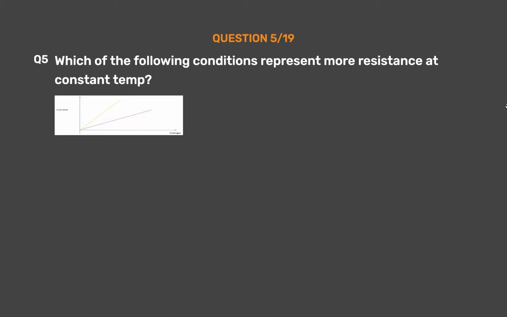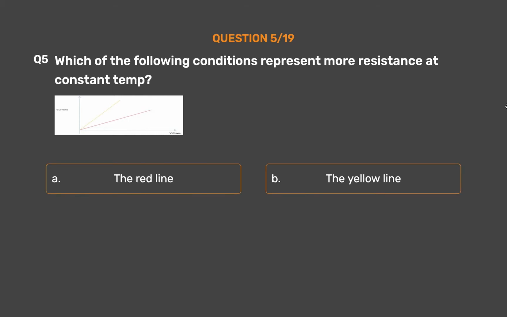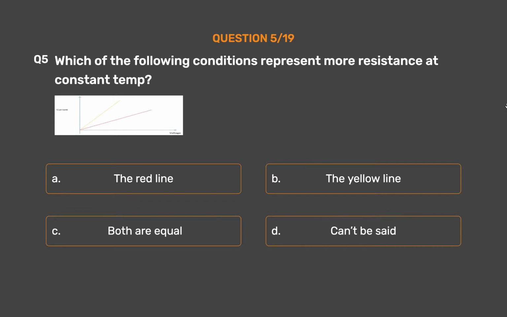Question number 5. Which of the following conditions represents more resistance at constant temperature? Option A. The red line. Option B. The yellow line. Option C. Both are equal. Option D. Can't be said.